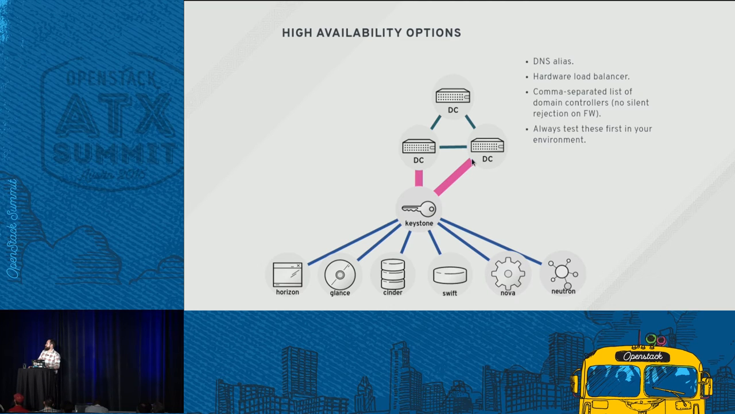A few things about that sort of setup, though, is that you don't want the firewall on DC1 or the intermediary firewall to silently reject traffic from the Keystone server, because that can affect the way that Keystone automatically detects the unavailability of that service. So just something to keep in mind. Yeah, as I say all the time, test these in your environment first. You don't want to wait until it's actually gone down before you know what's going on.